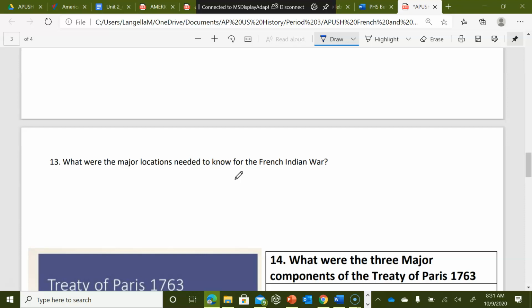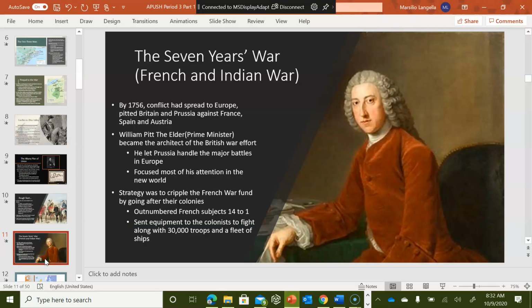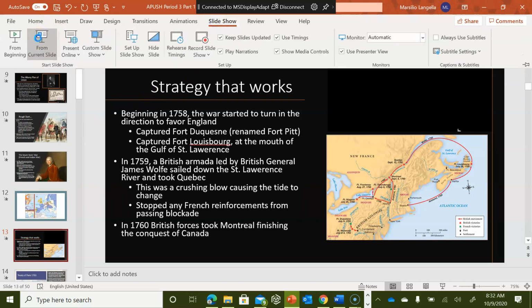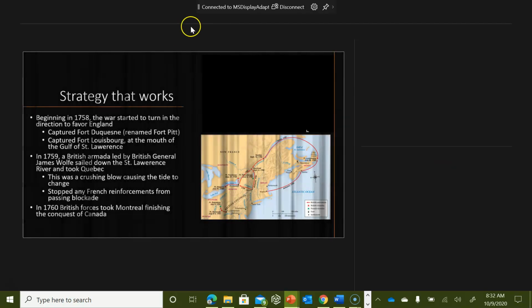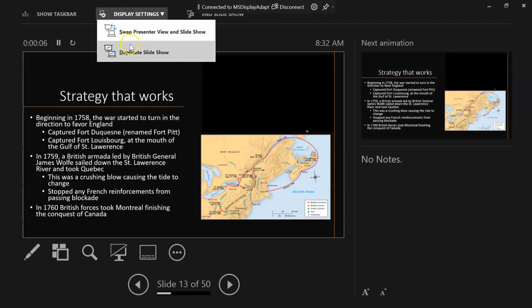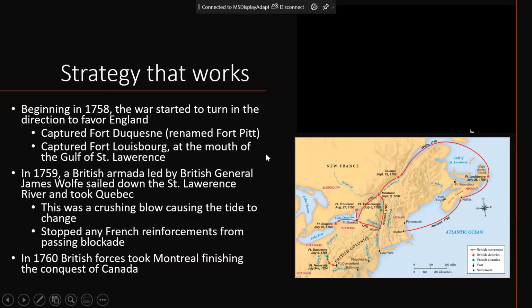So this next question, 13, probably got some people thrown off because they're saying, well, major locations. I kind of mentioned some battles or specific locations that are important, and they're all found on this slide. The strategy that works slide talks about a few of them, and I'll circle them for you so you can see. The first one I would say is Fort Duquesne, right? That was the first battle that occurred when they lost, with George Washington being there, and then they end up going back to taking Fort Duquesne and naming it Fort Pitt.